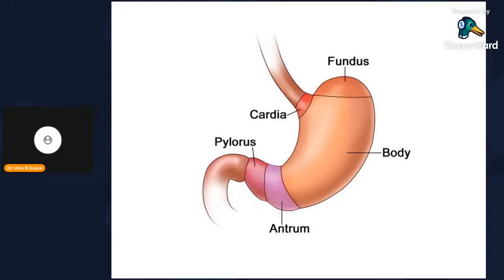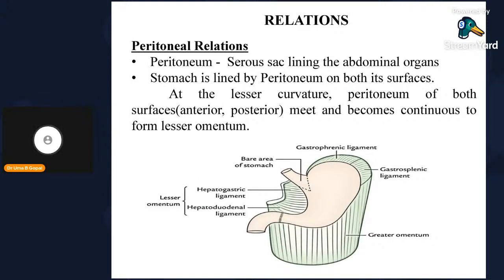Now the peritoneal relations of the pyloric part. It is covered by the peritoneum and suspended by the greater omentum and lesser omentum. The peritoneum forms the serous sac lining the abdominal organs. The stomach is lined by the peritoneum on both its sides. At the lesser curvature, the peritoneum extends and becomes continuous with the lesser omentum.